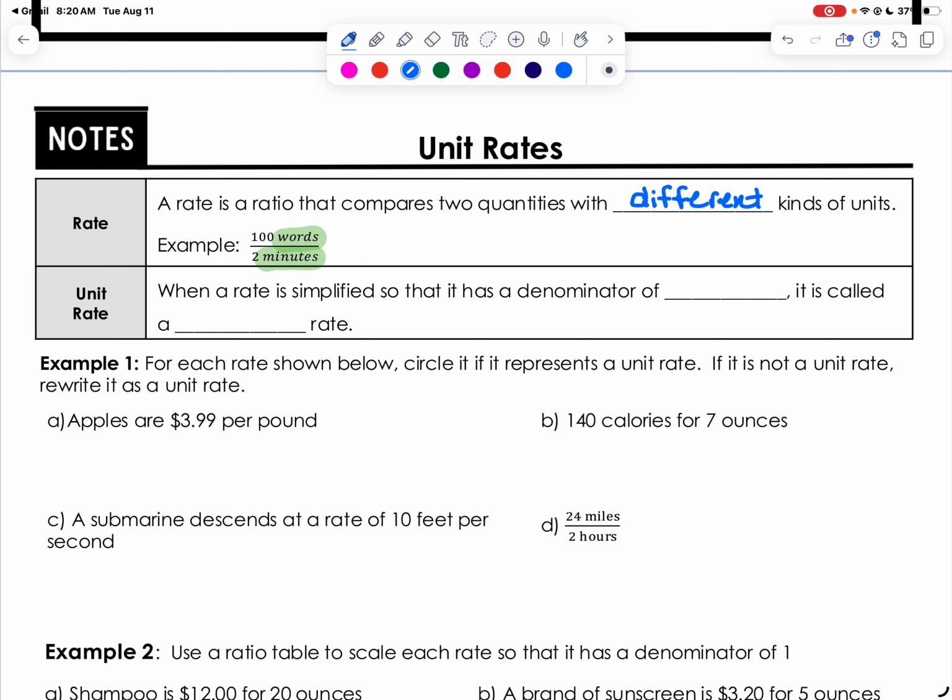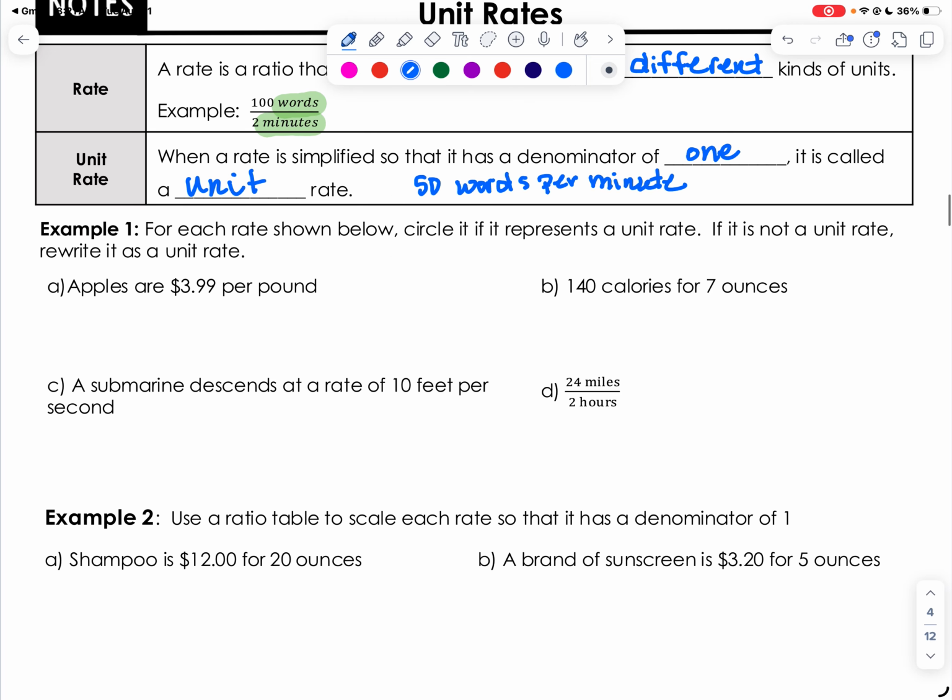Now, a unit rate is a special rate. When a rate is simplified so that it has a denominator of 1, it is called a unit rate. So if I were to take the rate from our first example, 100 words to 2 minutes, and I simplified that and divided 100 by 2, I would get 50 words per minute. This would be an example of a unit rate, all right?